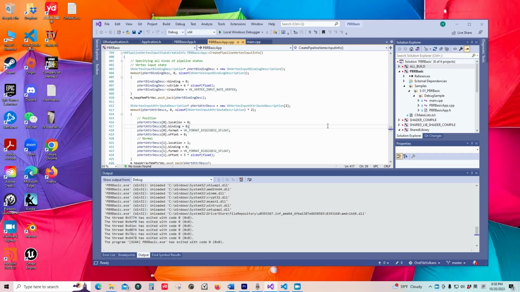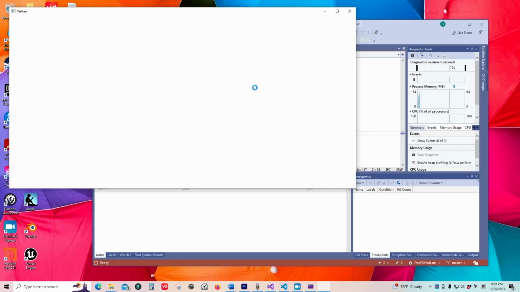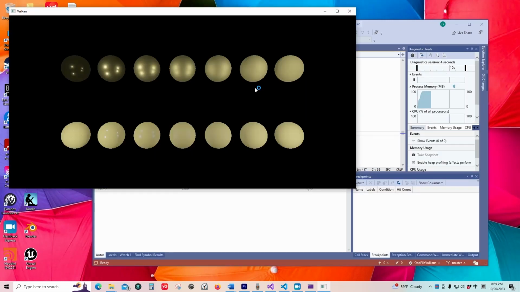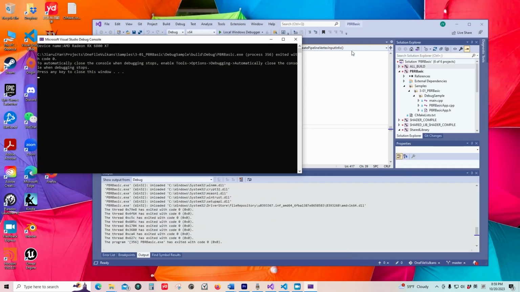Okay, so now let's take a look at our application. Let's hit run, and here is our application. It basically draws 14 spheres here. The first line are spheres under the metal category. They have the metal material, and the second line have non-metal dielectric materials, like porcelain and something like plastic. From left to right, their roughness increases, and that's basically our test.